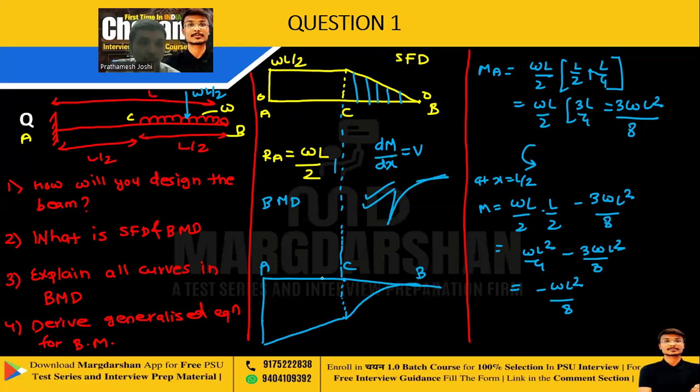Now the next question was to explain all the curves in the BMD. So this is how I explained to you. You should explain it over there. So this was linear here, and then how it was varying parabolically. And you may derive a generalized expression also, since I'm going to derive it here.